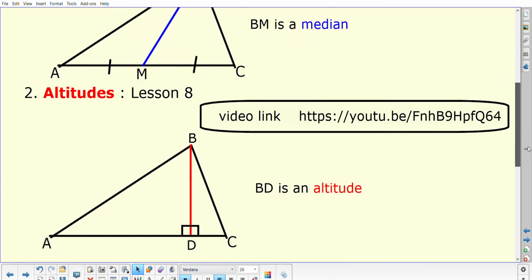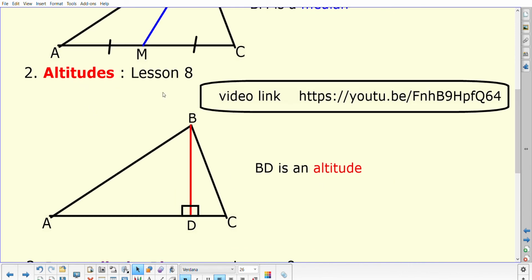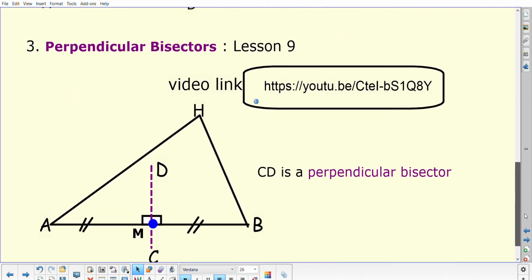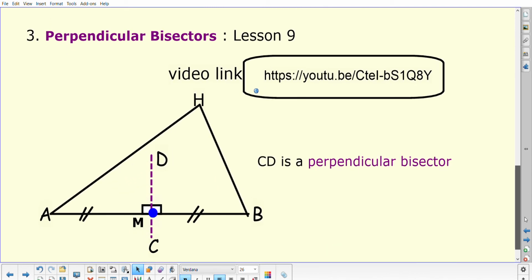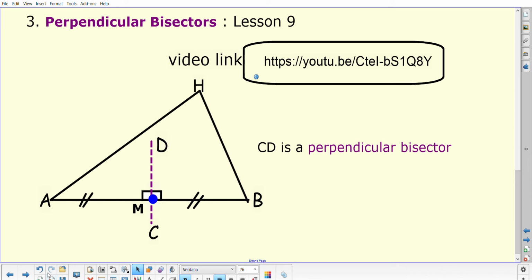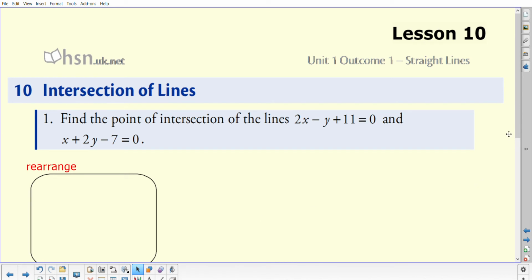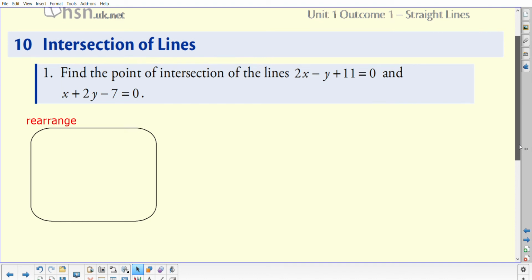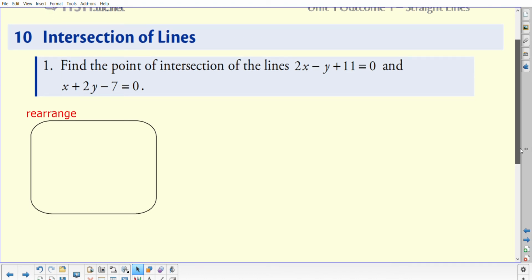Then there is the altitude, and that was in lesson 8. An altitude, another word for that is a perpendicular height. So that's the one that we use the perpendicular property in. And the one that we looked at in the last lesson was the perpendicular bisector, which uses both midpoint and the perpendicular property. So knowing what these 3 types of lines are will help us as we go forward. So in your higher notes, the first question here is, you're asked to find the point of intersection of these lines.